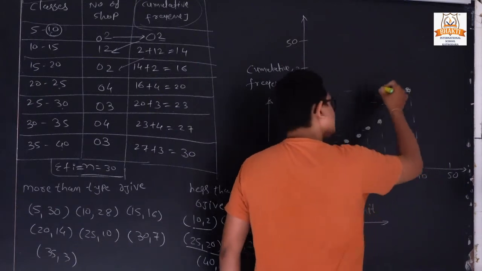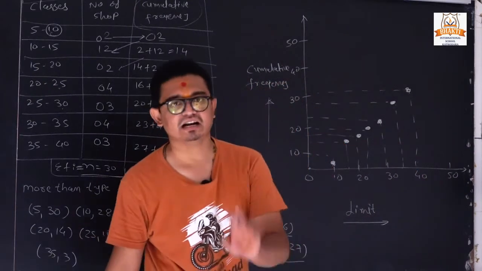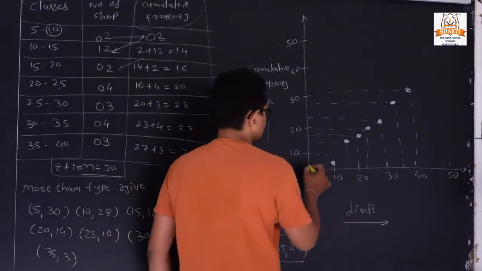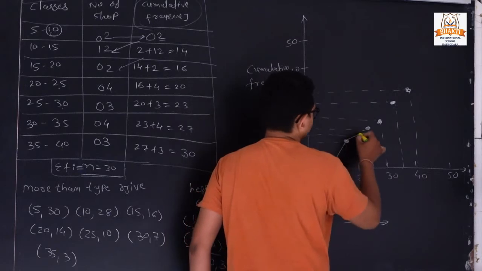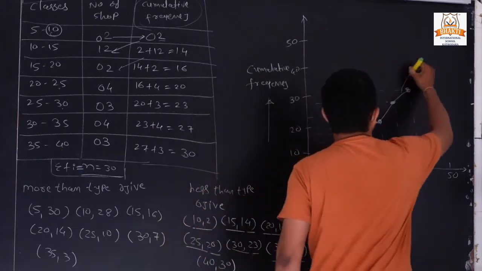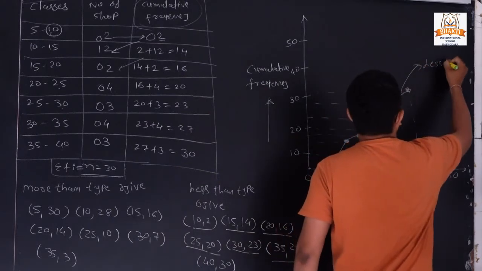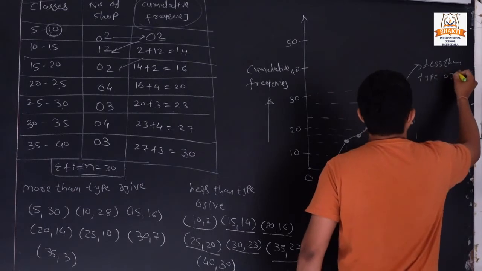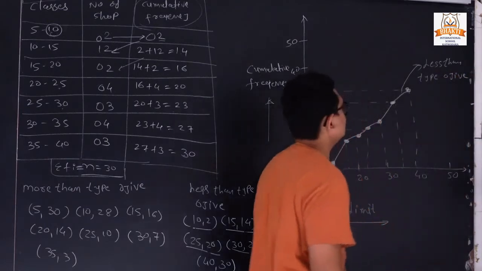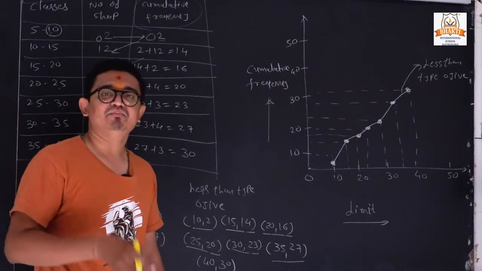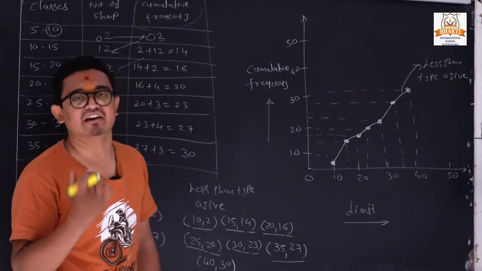If you draw this graph on graph paper, you should use the exact scale. Now we can join these points. Which kind of graph is it called? Less than type ogive. Clear? It is called less than type ogive, or ogive. Both are the same, but the pronunciation is ogive. Clear?